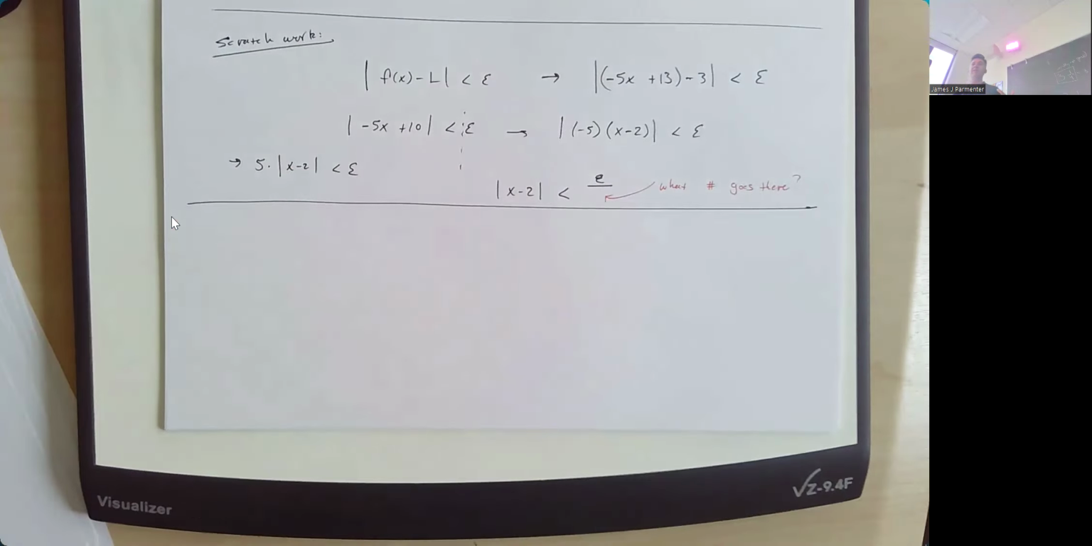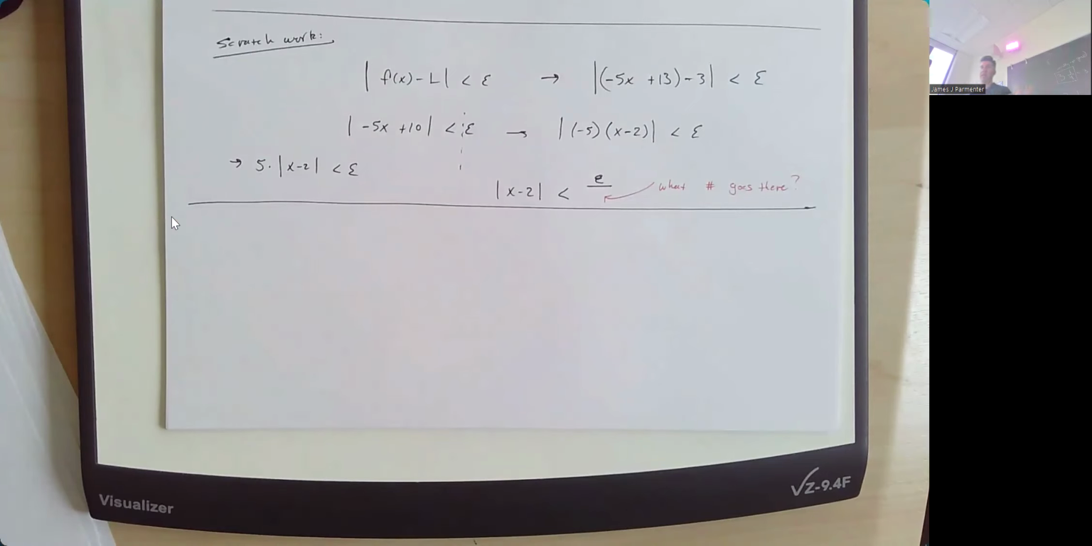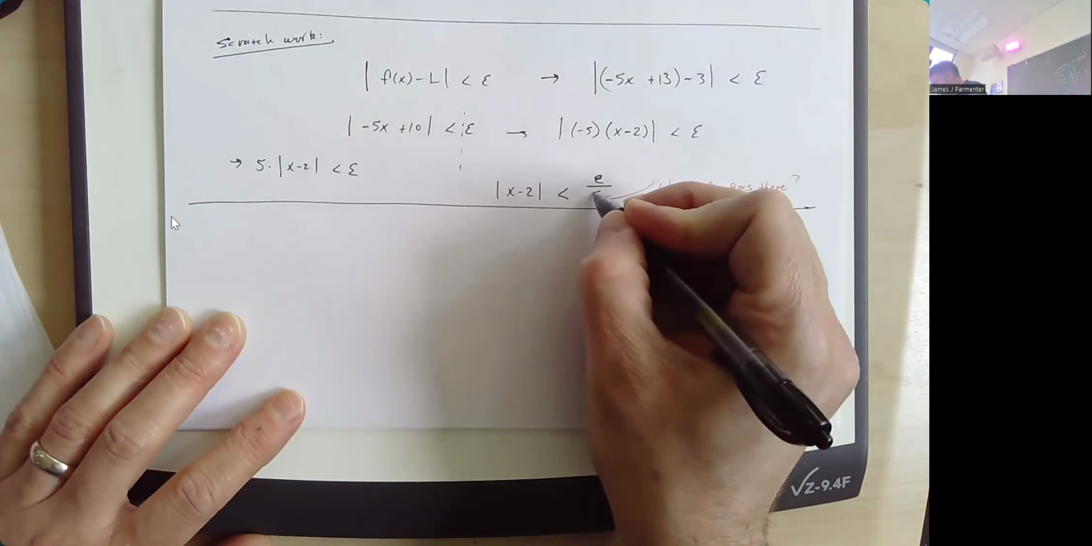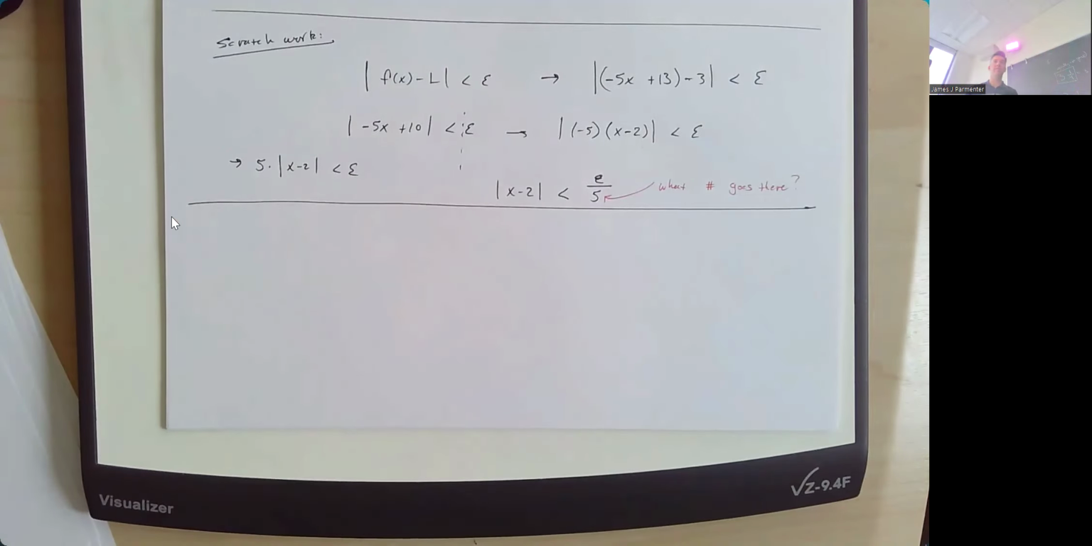Yeah, I'm skipping the step where I write it as the absolute value of negative 5 times the absolute value of x minus 2, because we know that the absolute value of negative 5 is going to be positive 5. And then finally, dividing both sides by 5, we get that the absolute value of x minus 2 needs to be less than epsilon over 5. So that's what we're going to do when we write our proof. We're going to pick delta to equal epsilon over 5. That's our choice.